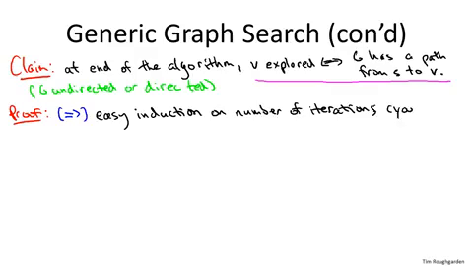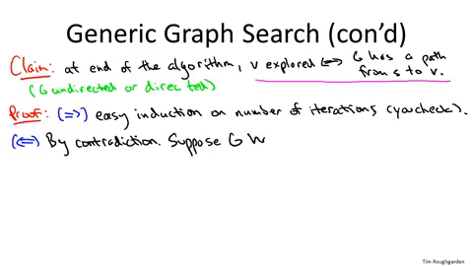So the important direction of this claim is really the opposite. Why is it that no matter how we instantiate this generic graph search procedure, it's impossible for us to miss anything? That's the crucial point. We don't miss anything that we could in principle find via a path. Well, we're going to proceed by contradiction. So what does that mean? We're going to assume that the statement that we want to prove is not true, which means that it's possible that G has a path from S to V, and yet somehow our algorithm misses it, doesn't mark it as explored. That's the thing we're really hoping doesn't happen. So let's suppose it does happen and then derive a contradiction.